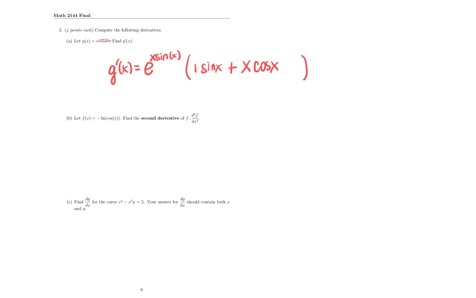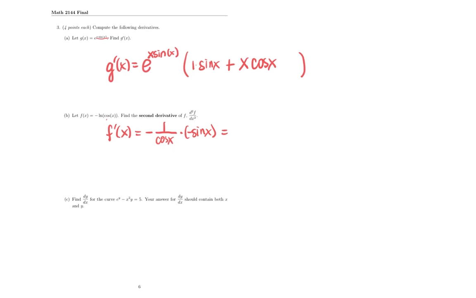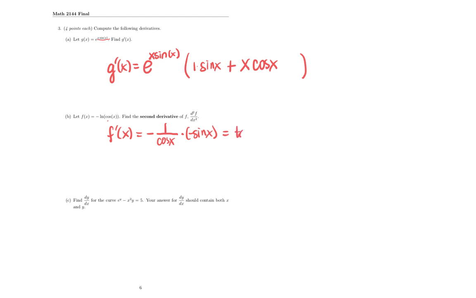For the next one, I want to find the second derivative. Okay, so my f of x is negative natural log of cosine x. So to find f prime, I'm going to again have to use the chain rule. So it'll be negative. The derivative of natural log is 1 over. So it'll be 1 over, and I'm going to leave the inside function alone, cosine x, times the derivative of cosine x, which is negative sine x. And so if I simplify that, the negative and negative make that positive. It'll be sine over cosine, which is equivalent to tangent x.